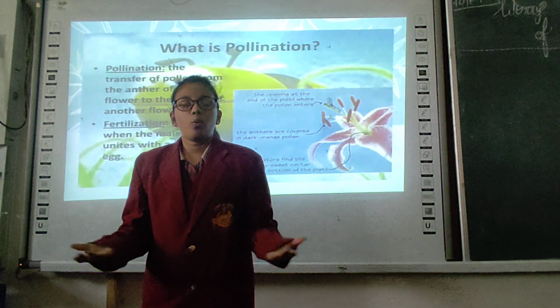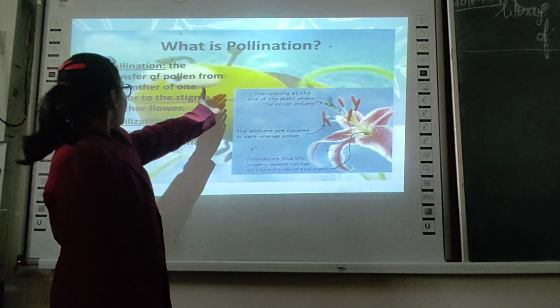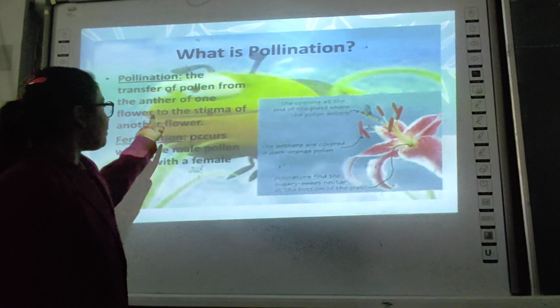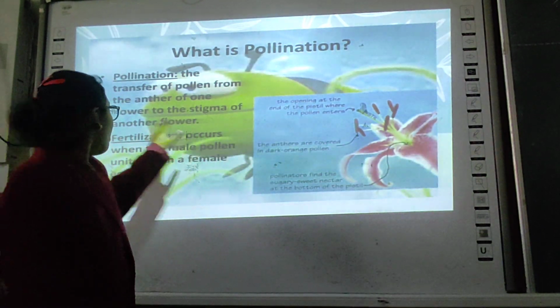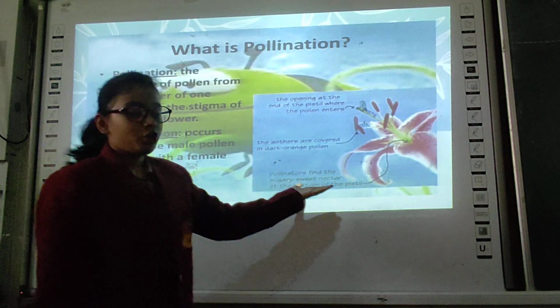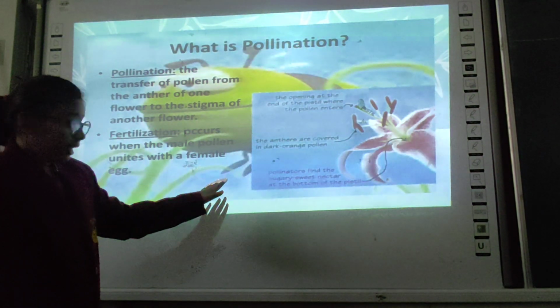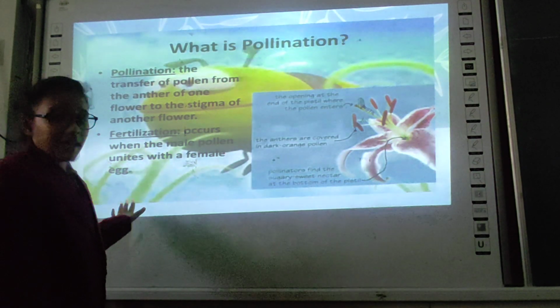Have you ever thought what is pollination? Pollination is the transfer of pollen from the anther of one flower to the stigma of another flower. Here is a picture of it. Whereas fertilization occurs when the male pollen unites with a female egg.